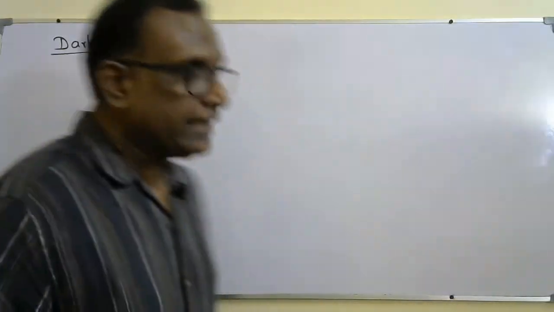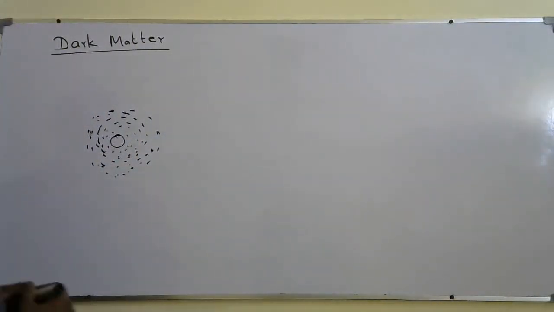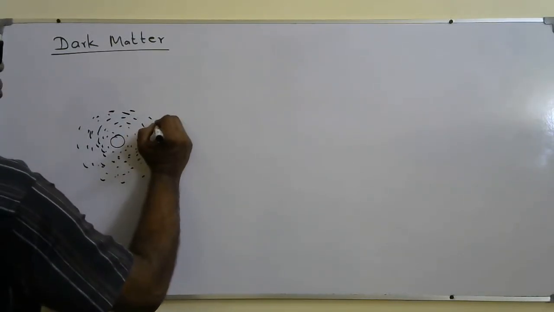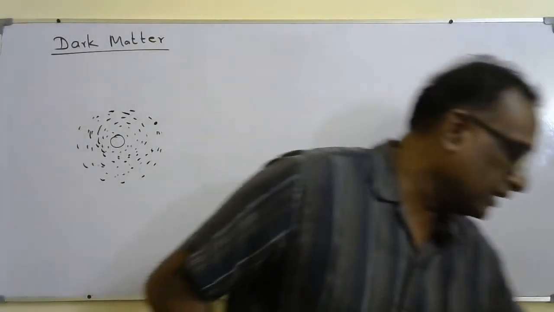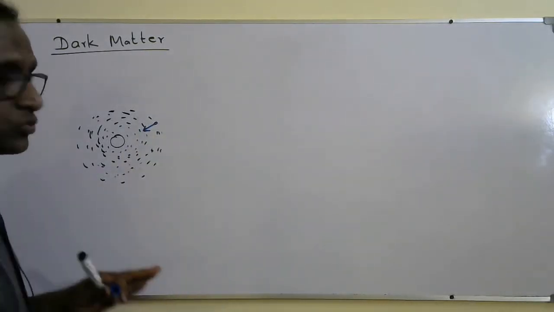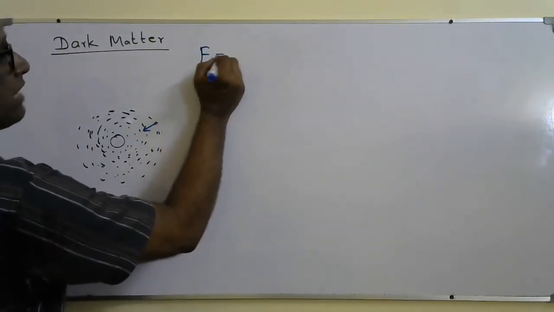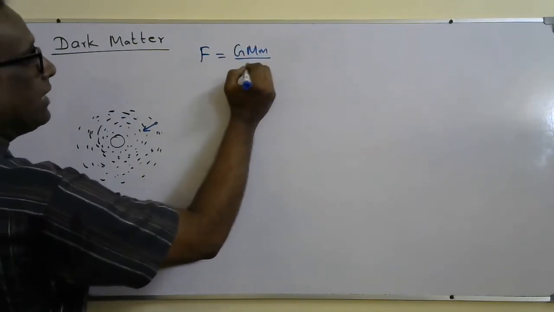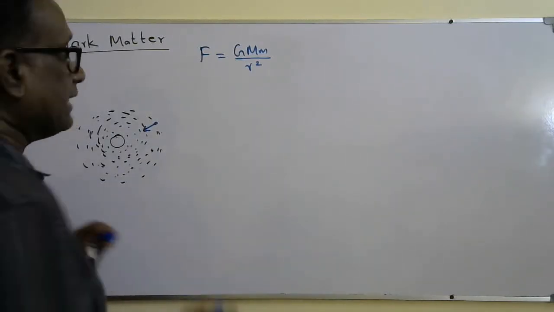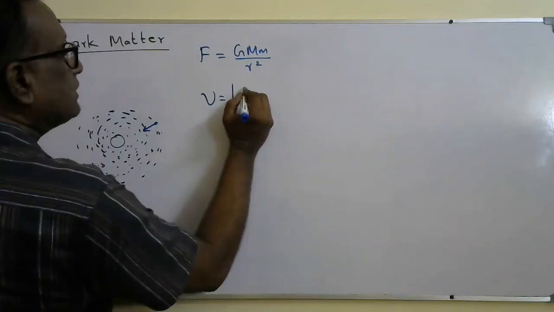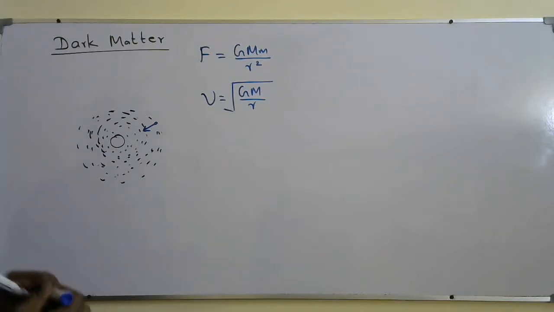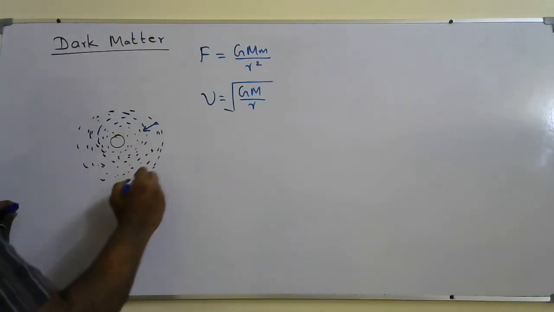Okay, so we know from gravitational fields that when a star moves around a galaxy, it moves due to the gravitational force acting on it. The gravitational force is F equals GMm over r squared, and the speed of the star when it orbits the nucleus of the galaxy is given by v equals the square root of GM over r, where M is the mass enclosed within the spherical path.